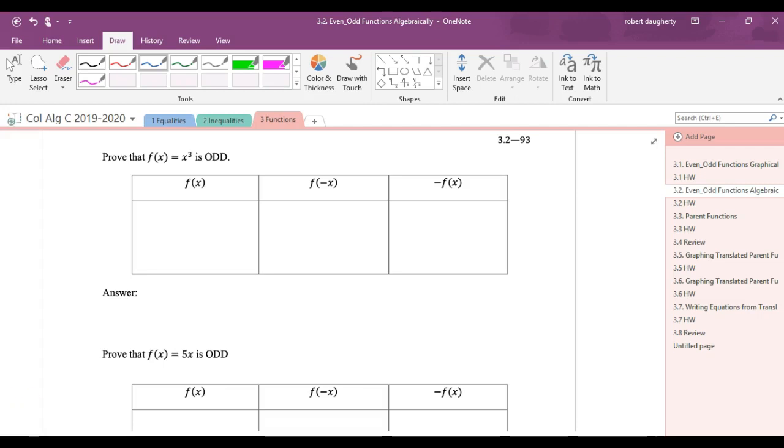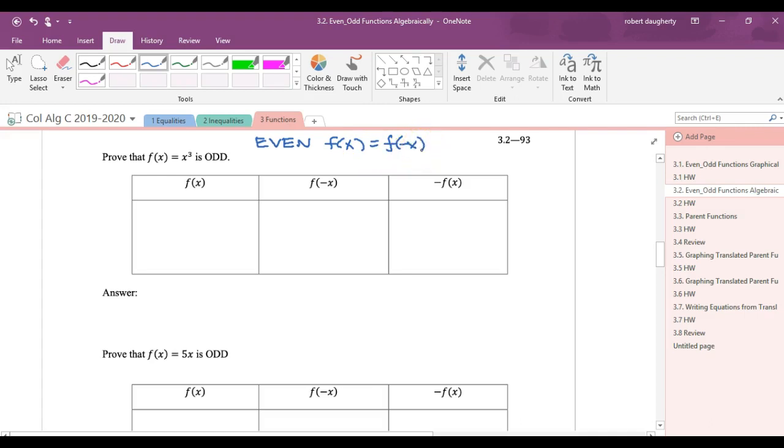Where we prove something was what? Even. We also need to be able to prove when a function is odd. Okay? So, here's what you have to remember. If a function is even, that means that f of x equals f of negative x. Okay?